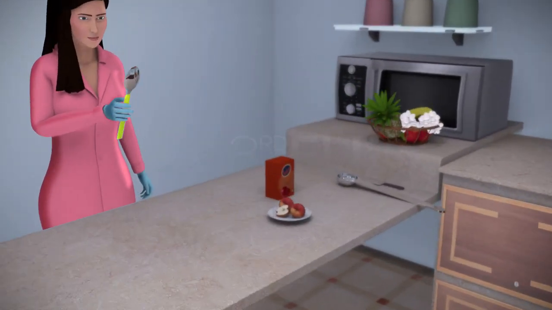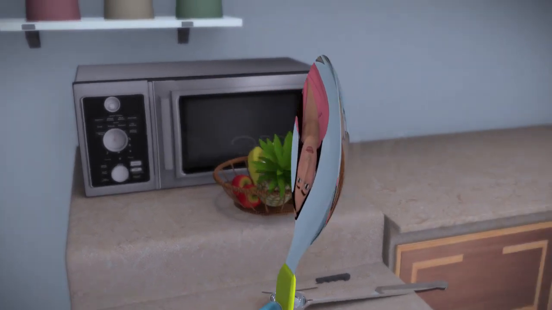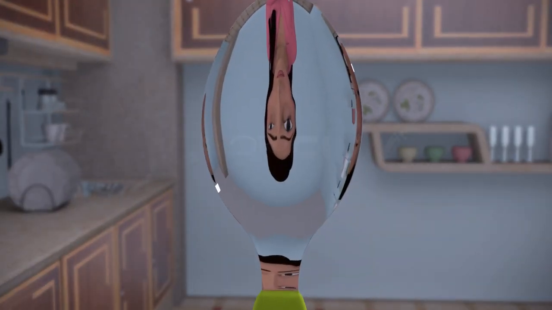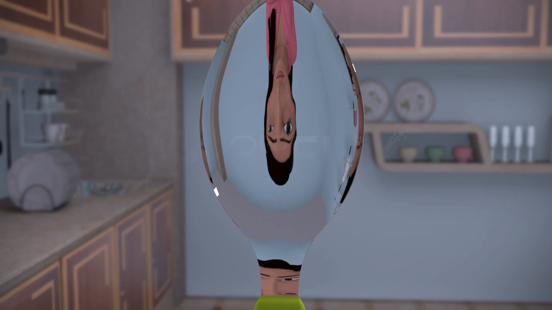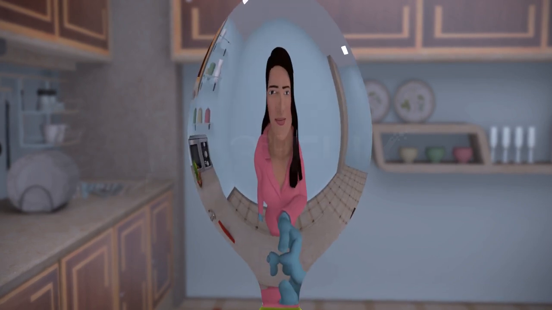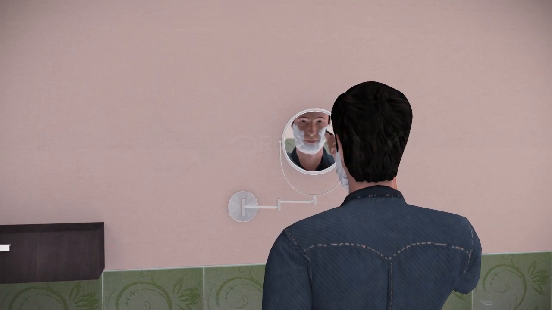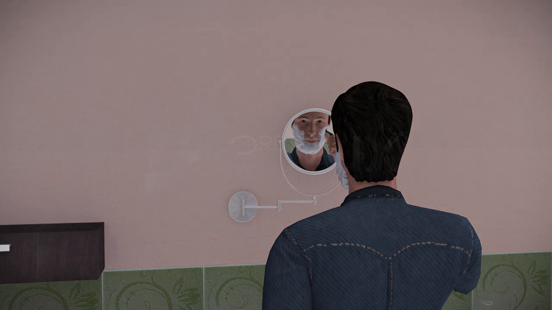Consider a spoon. The surface of the spoon curved inwards can be considered as a concave mirror, and the surface on the spoon bulged outwards can be considered as a convex mirror. Most common examples of concave mirrors are shaving mirrors and makeup mirrors. These types of mirrors magnify objects placed close to them.